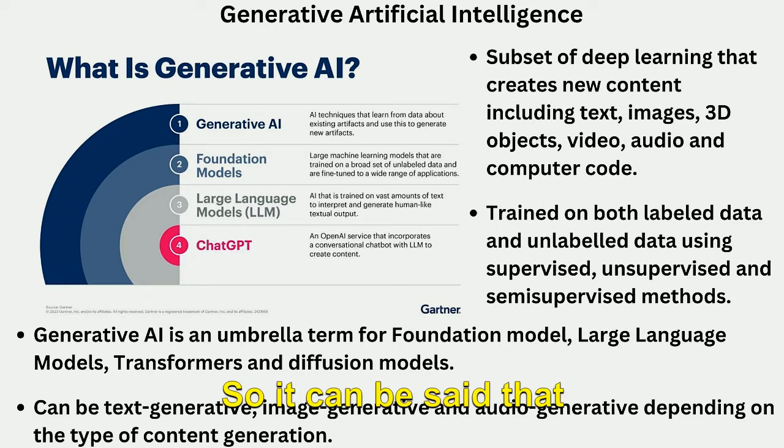So, it can be said that generative AI is an umbrella term for foundation models, transformers, large language models, diffusion models, and other related neural networks, as it can capture people's imagination to create text, images, music, software, and more.